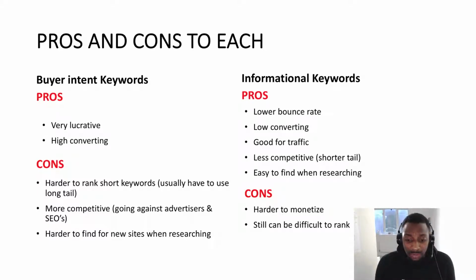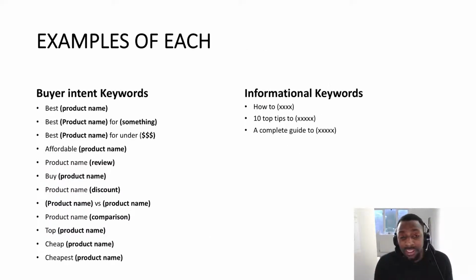Now, the cons to informational type keywords is that they are more difficult to monetize, because again, people are not actually intentionally looking to buy something when they come to those type of keywords, and then it still can be difficult to rank as well. So there's a fair competition between buyer intent and informational when it comes to ranking, but using different techniques, you'll be able to obviously find different keywords that will be easier or more difficult in your niche.